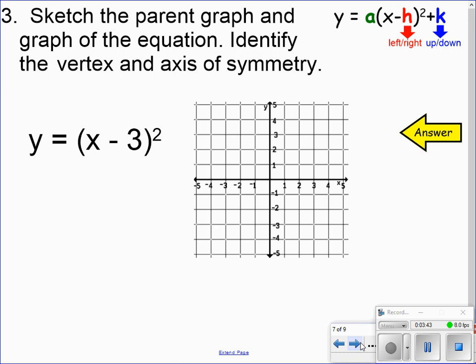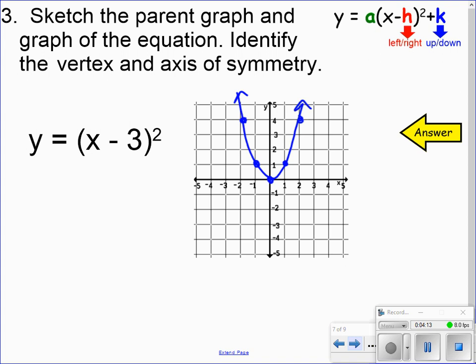When we're looking at this next one, sketch the parent graph of the equation. So our parent graph, remember, is f of x equals x squared. So this gives me 0, 1 squared is 1, negative 1 squared is 1, 2 squared is 4, negative 2 squared is 4. This is our parent graph of f of x equals x squared. Now, it says that our transformation is y equals x minus 3 squared.